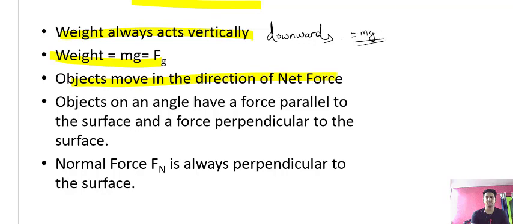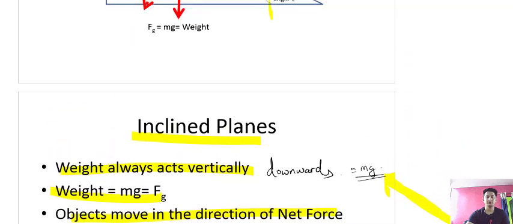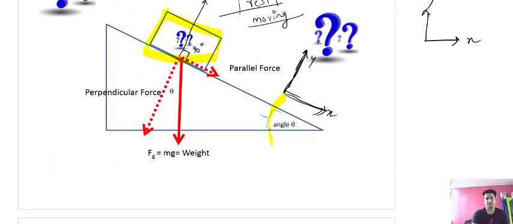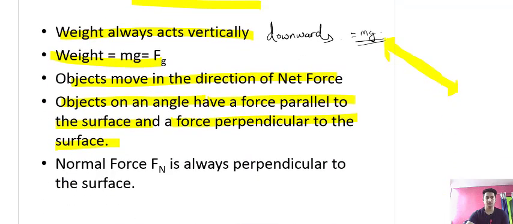The object moves in the direction of the net force. The object which has been kept on an inclined surface will move in the direction of the net force. If the net force is upwards, the object will move upwards. If the net force is downwards, then it will move downwards. Objects on an angle have a force parallel to the surface and a force perpendicular to the surface. That means for an object kept on the surface, one force is parallel to the surface and one force is perpendicular to the surface, and how we calculate these forces is the resolution of forces.